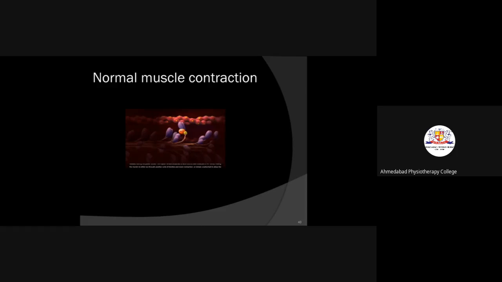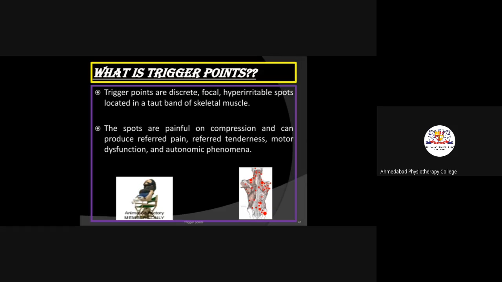Now we'll learn about normal muscle contraction. What is normal muscle contraction? We all know that we need to have a calcium influx and ATP for healthy muscle contraction. So when there is a calcium influx, the calcium comes in, and myosin slides along with the actin. The actin head is pulling the myosin, and there is a muscle contraction, right? So now we'll see what happens in a trigger point.